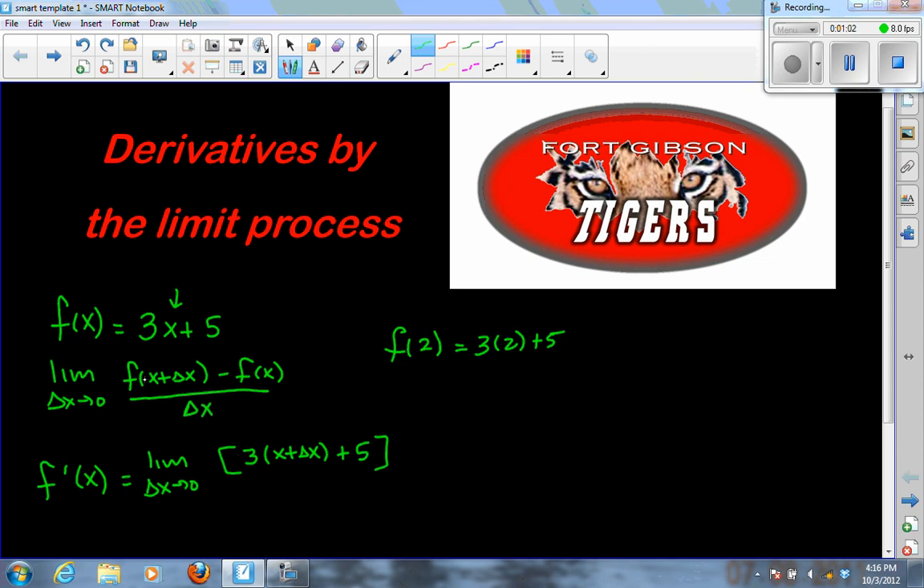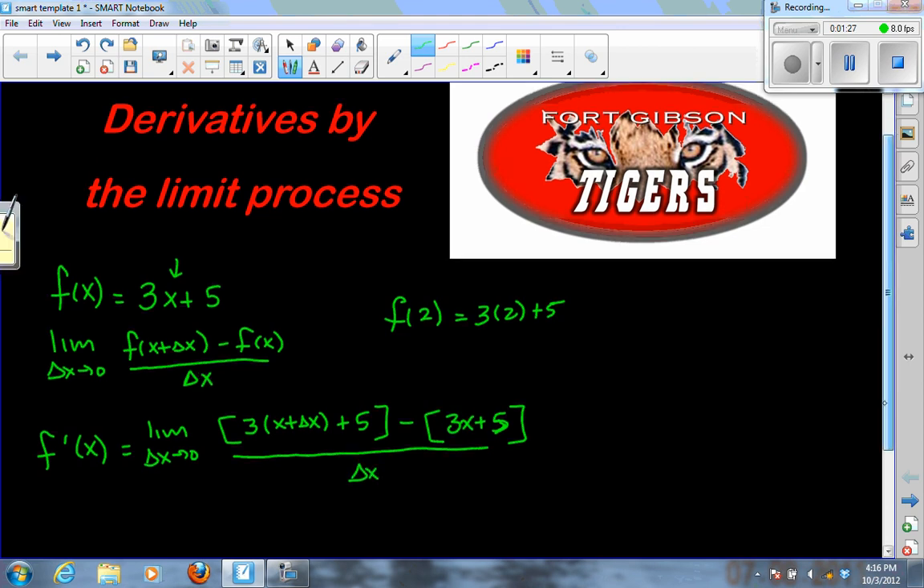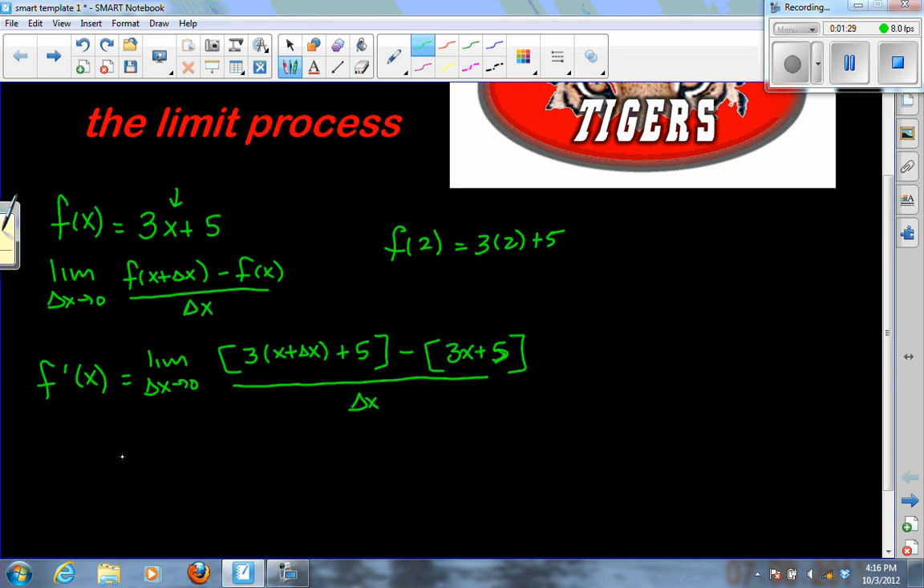So this part right here belongs to this part right here. Put my subtract sign in here. Now f of x can be found right here. See, f of x is 3x plus 5. So 3x plus 5 goes here. And on the bottom you have a delta x. Now all you have to do from here is some algebra to clean this up. So you'll want to continue to write your limit.